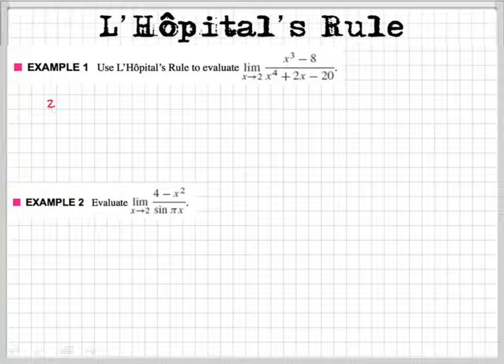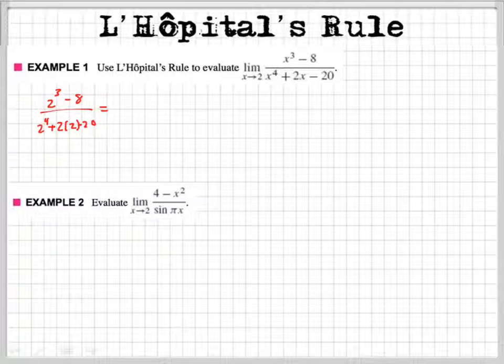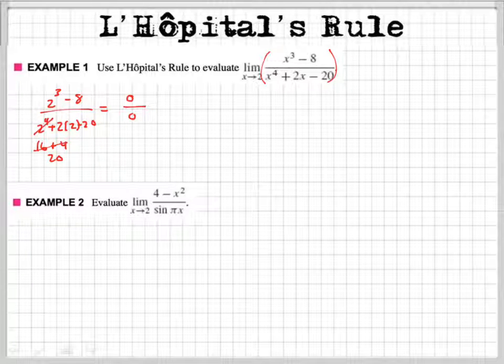If we plugged in 2, we get 2 to the 3rd power minus 8. On the bottom, we have 2 to the 4th power plus 2 times 2, and we subtract 20 from that. Let's see what we get. On the top, that's 8 minus 8, which is 0. On the bottom, 2 to the 4th is 16, and then we add 4 to that, which is 20, right? And then we subtract 20, which is 0. So we got 0 over 0, which is indeterminate form. You would have to do some form of manipulation with this to try to find the limit.